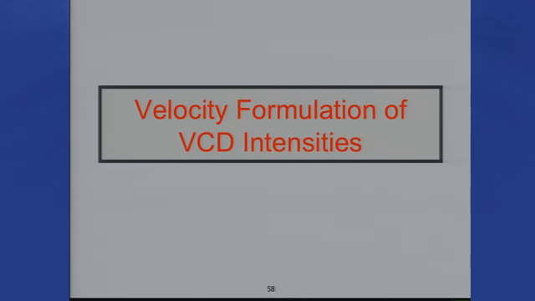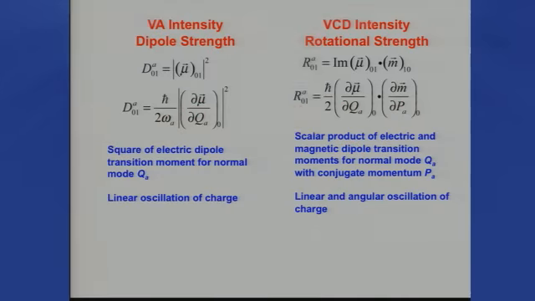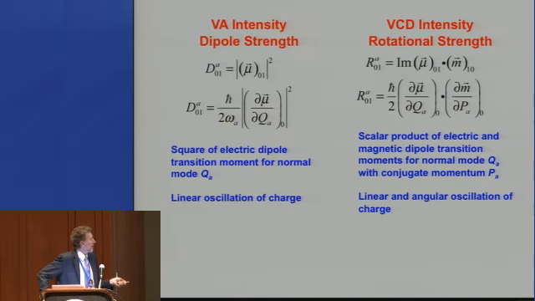Now this is just a little timeout. I'm not going to dwell much on the theory, but for IR, it's the square of the change in the electric dipole moment with nuclear position. You all know this if you're doing IR spectroscopy. For VCD, it's the dot product of two transition moments, the electric and the magnetic dipole. But for the magnetic, the derivative is with respect to nuclear velocity or nuclear momentum, not nuclear position. If you use nuclear position, you get zero because of the Born-Oppenheimer approximation. So you need velocity properties.